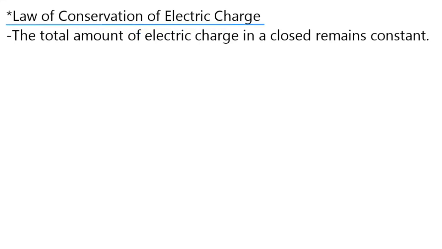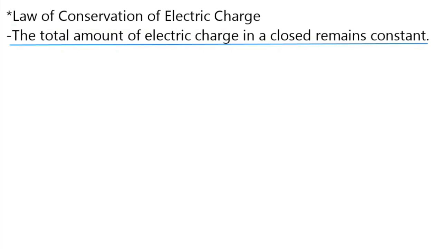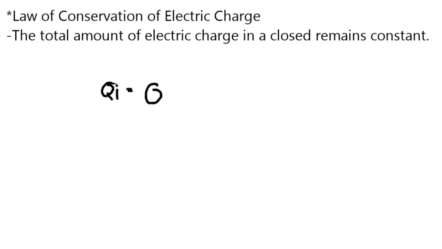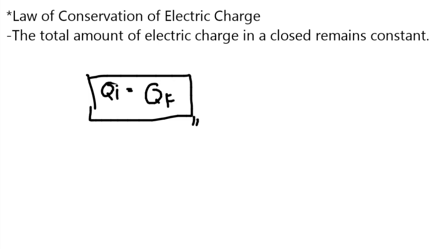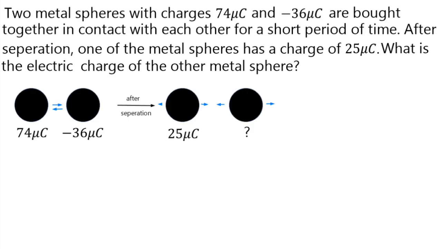Today I'm going to be teaching you about the law of conservation of electric charge. So what is it? The total amount of electric charge in a closed system remains constant. Wow, I forgot to put system. So basically, to represent it as an equation, the initial electric charge is equal to the final electric charge, and that's basically it. That's the equation that we're going to use.